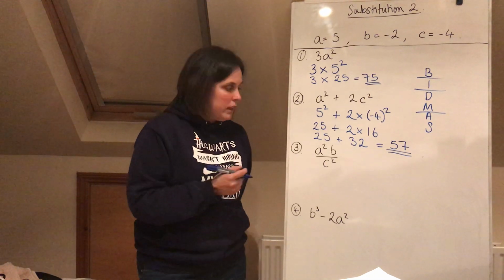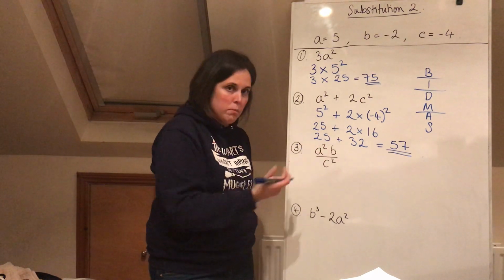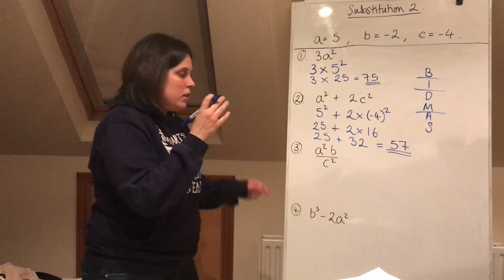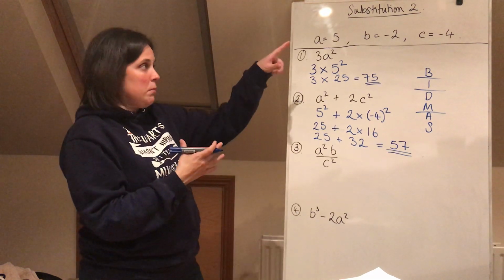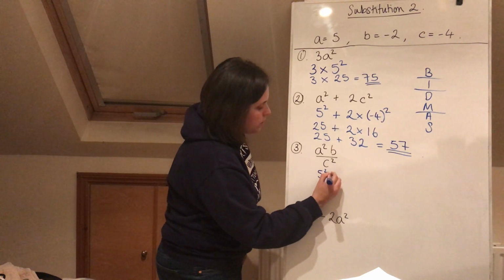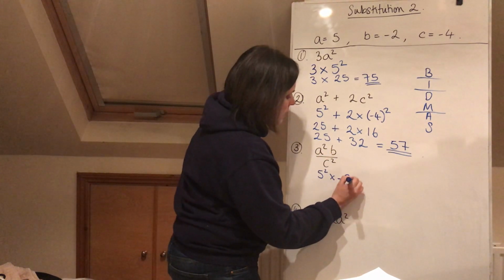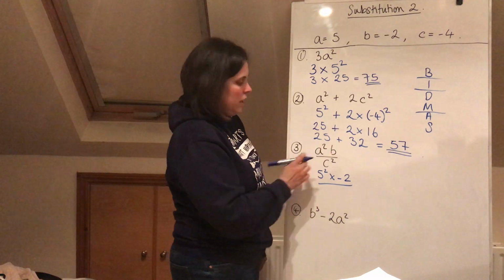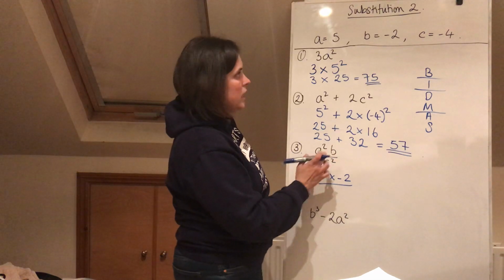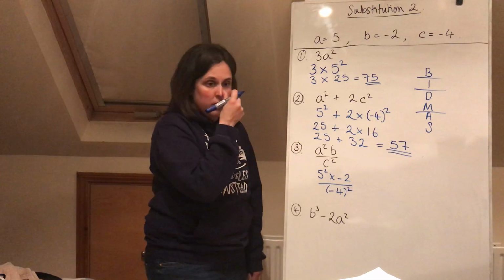Right, moving on to the next one then. Now this time we've got multiplication, we've got powers, but we've also got a fraction bar, and if you remember rightly, a fraction bar means divide. So, same step, substitute, replace the letters with the numbers that you've got at the top here. So A is 5, so we have 5 squared. Remember that means times when it's just next to each other, times by -2, divided by C squared, okay? And C is -4, so we've got -4 squared, okay?